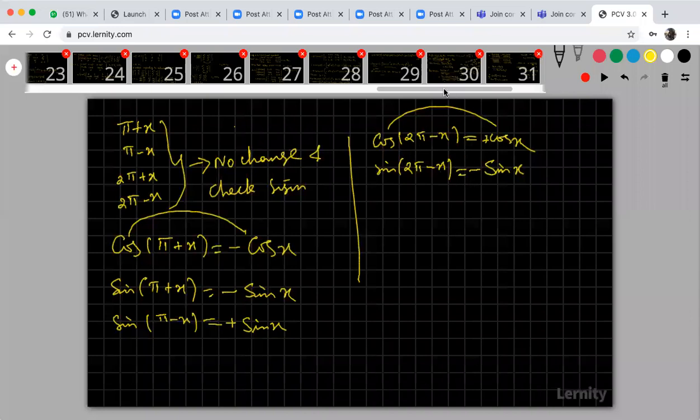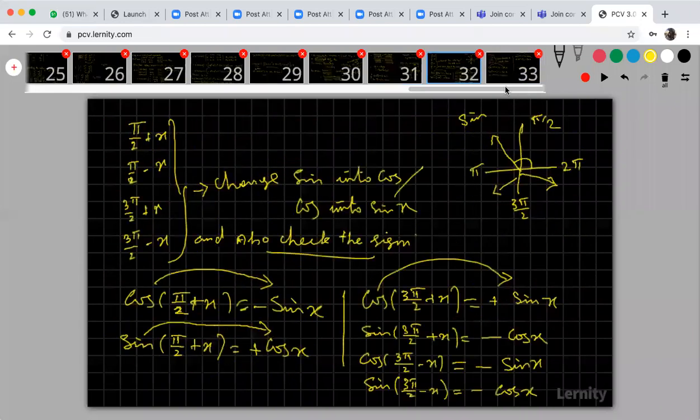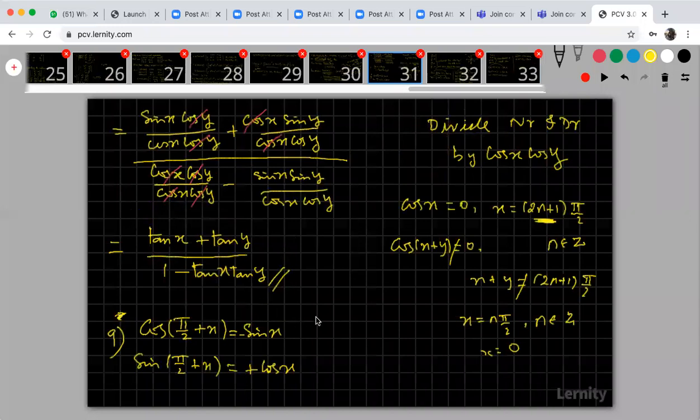So why are you telling all these things? Sir, what is the use of this? For the ninth property, you are telling so many things. What is the use of this, sir? Okay, there are so many properties. What is the use of this?